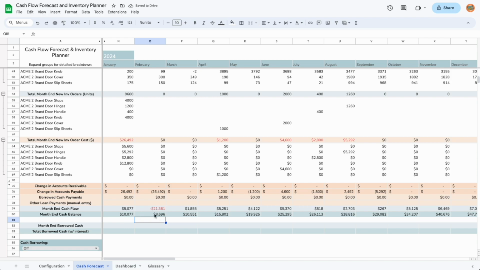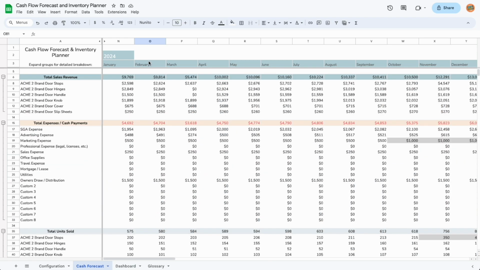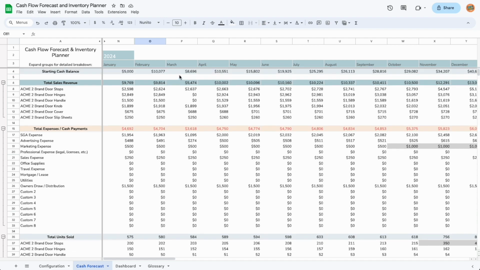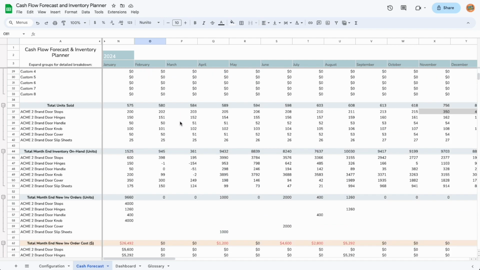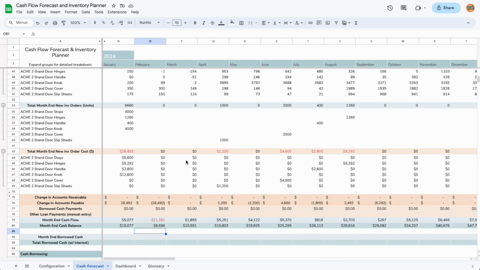Once you enter that into here, it'll then flow to the next month's starting cash balance and flow through the rest of the forecast. But we do have to enter in the actual loan payments manually, which you can do here on the other loan payments line.